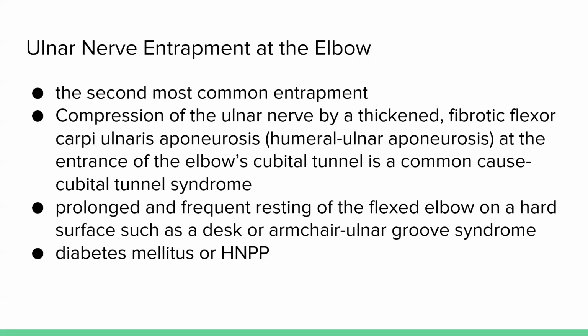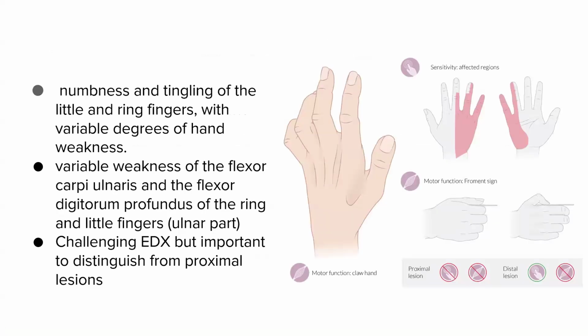The second most common entrapment usually occurs because of some sort of compression on the elbow, like putting our elbow on the table or on a hard surface. Diabetes is also a predisposing factor. Usually patients with severe ulnar neuropathy come with clawing of the hand or the benediction sign. They will have pain and paresthesia on the ring and the small finger.